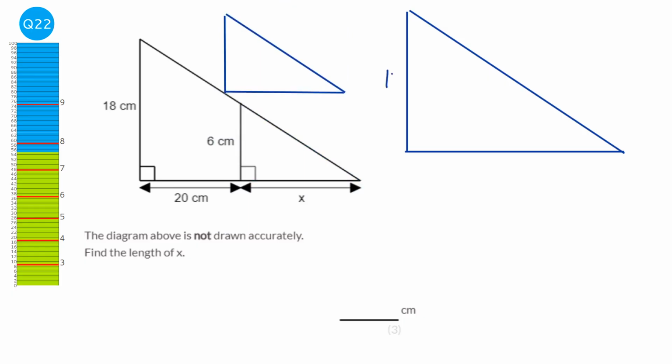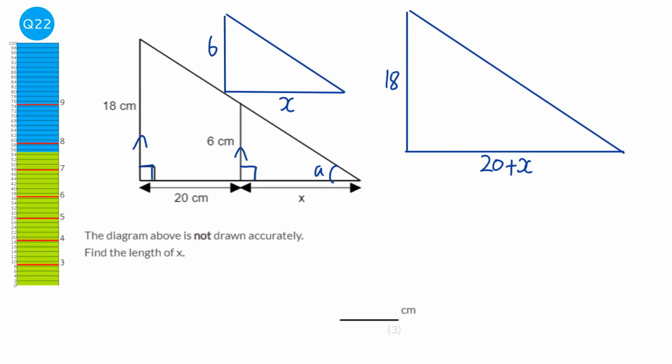And we can label the sides of them as 18. Now this long length would be 20 plus x, 20 centimeters plus x. Then we've got 6 here and we've got x here. Now the two triangles are similar because the sides here, we know they are parallel because they are right angles. And they share an angle here, which we can just label as A, and so they are definitely similar, which means that one is an enlargement of the other.